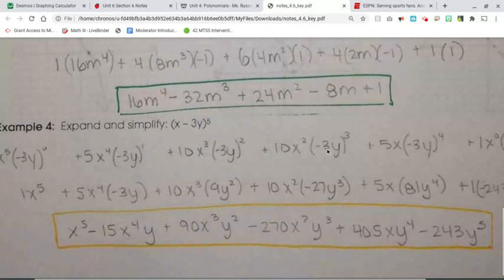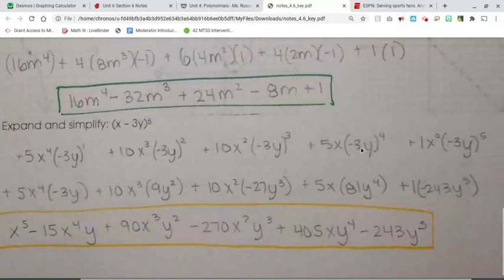10x squared and negative 3y to the third. So negative 3 to the third power is negative 3 times negative 3 times negative 3. That's negative 27 y to the third. 5x and negative 3y to the fourth. Negative 3 to the fourth power is negative 3 times negative 3 times negative 3 times negative 3, which is 81. And then we have y to the fourth.